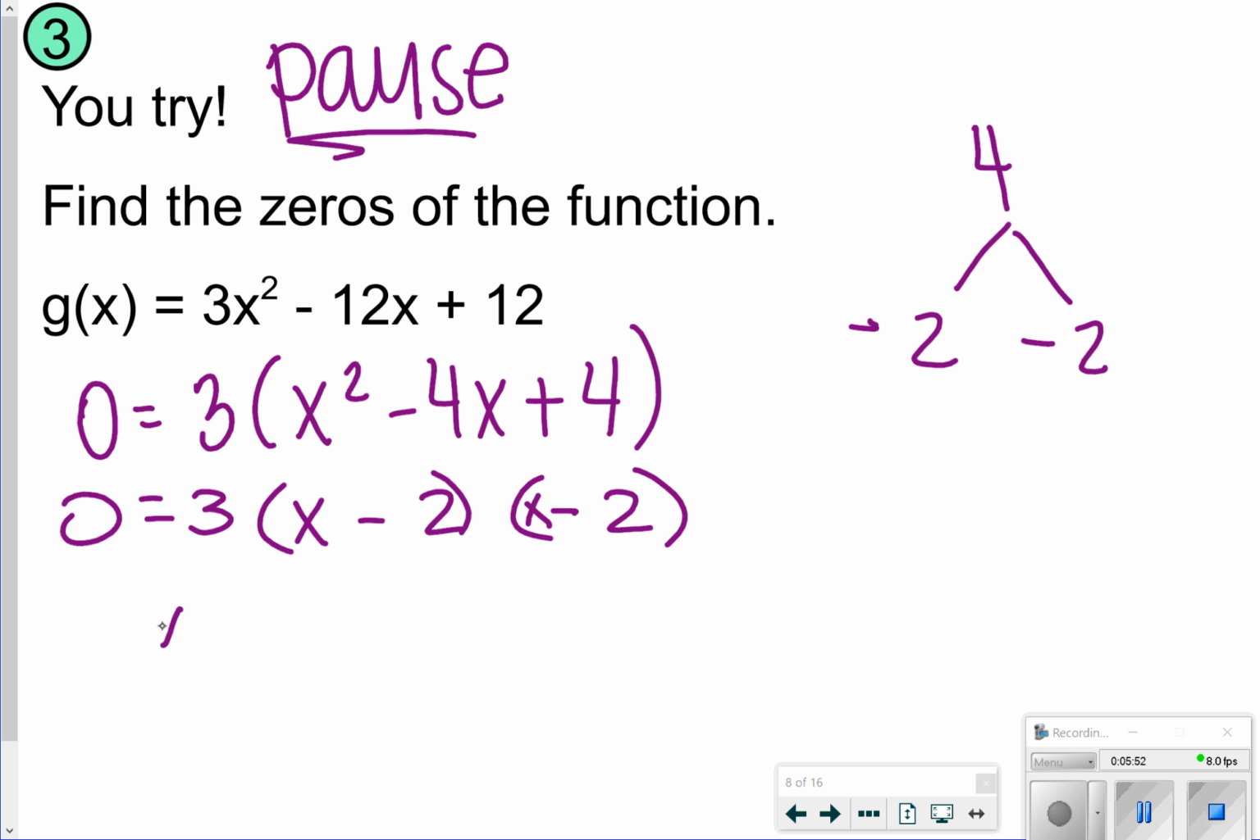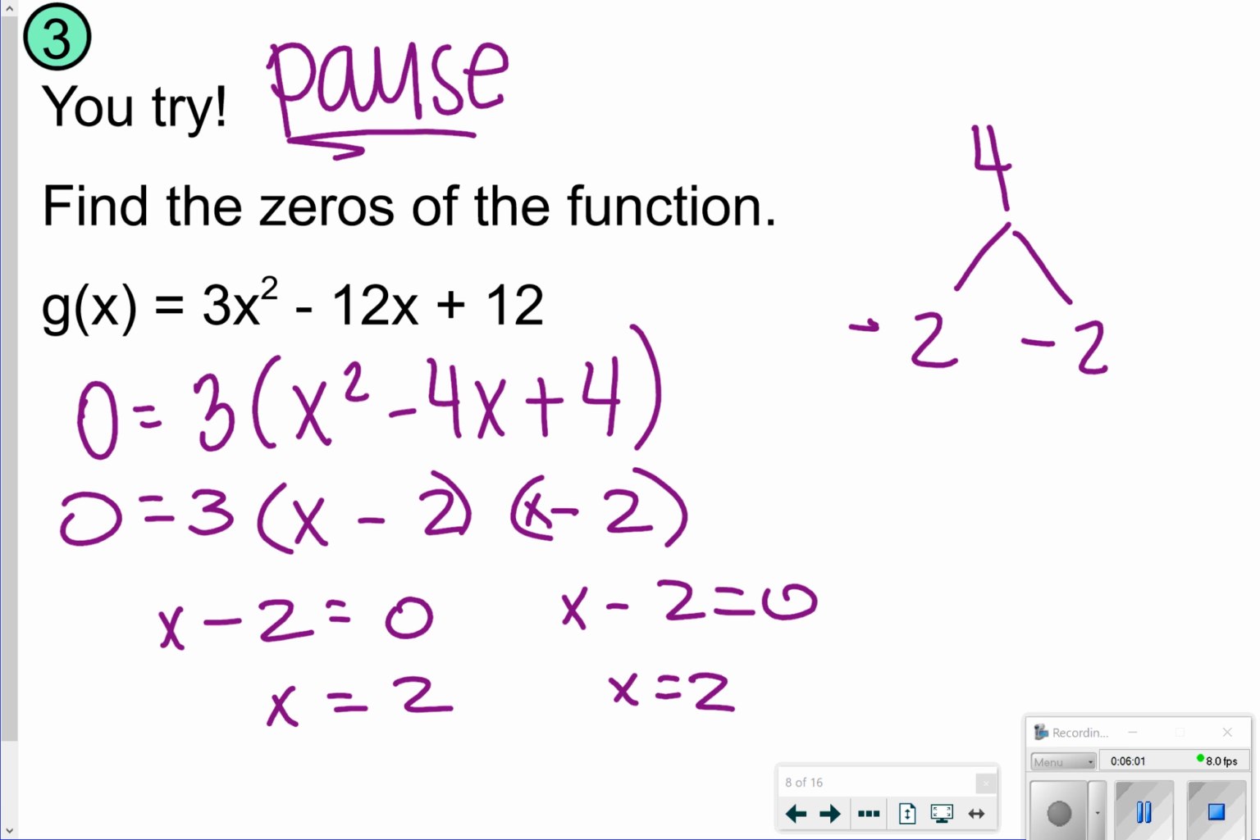So when I solve both of these, x minus 2 is equal to 0. Both of them, x is equal to 2. So I really only have one zero of the function. We have x is equal to 2 for both of my zeros, so really you only have to report 1. So my zero would be 2 comma 0.